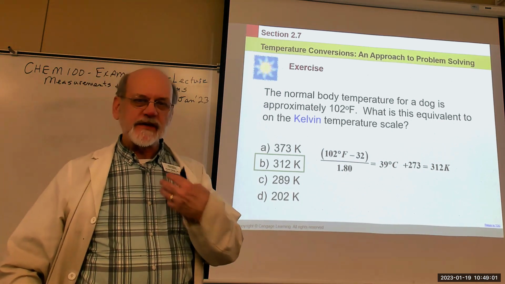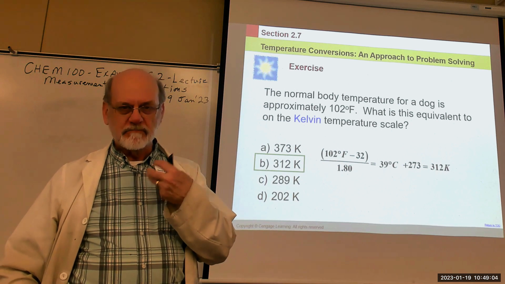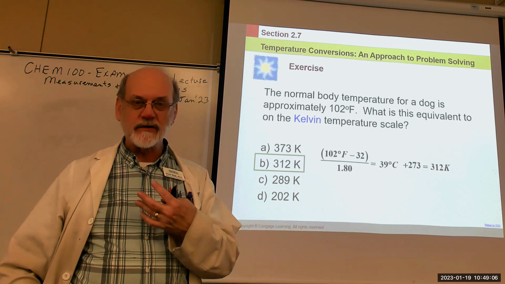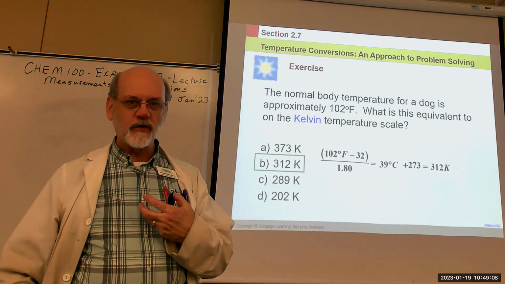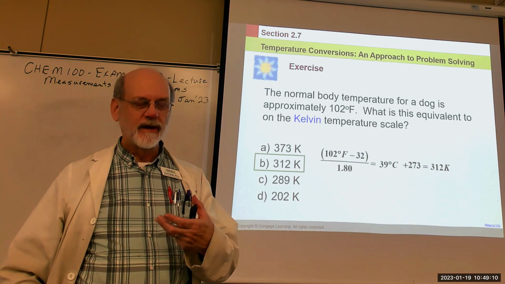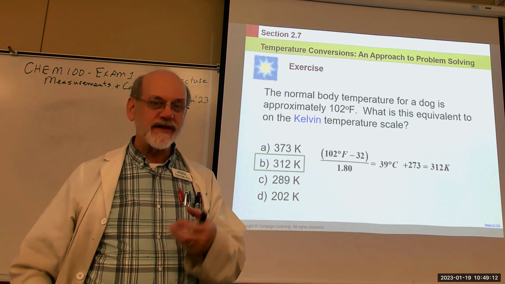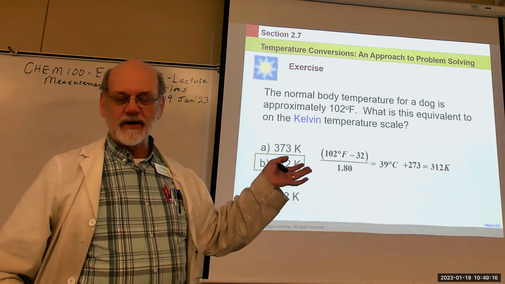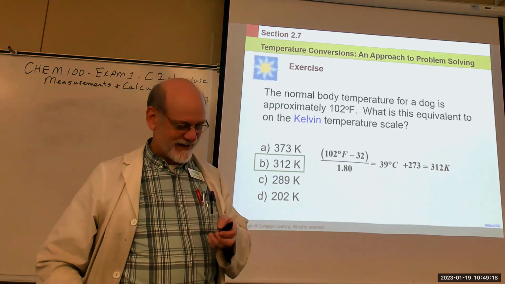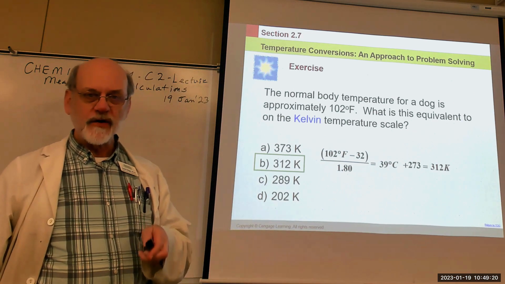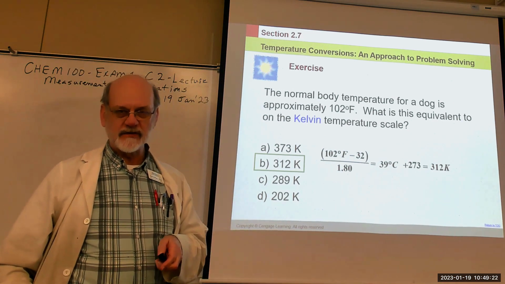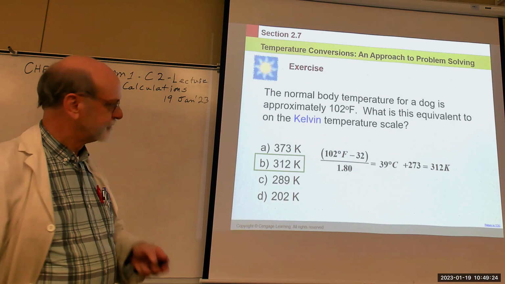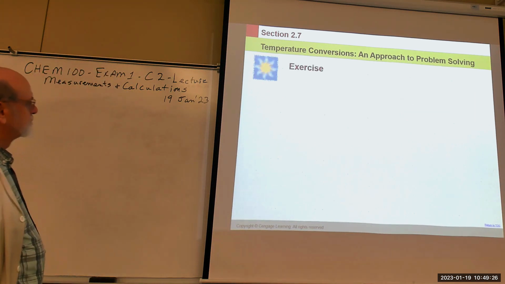By the way, if 98.6 degrees Fahrenheit is the accepted value for normal body temperature for an adult human, what is that in Celsius? You can do the calculation or you can memorize it like I have. It's exactly 37 degrees Celsius is normal body temperature.